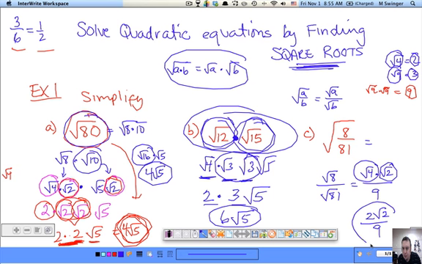Now be careful with this. This is your final answer, but what if that was 2 and what if that was 8? 2 and 8 would cancel and make 1 and 4. So be careful on your final answers. A lot of people miss lots of little points on these questions. So that's how you kind of break down square root stuff.